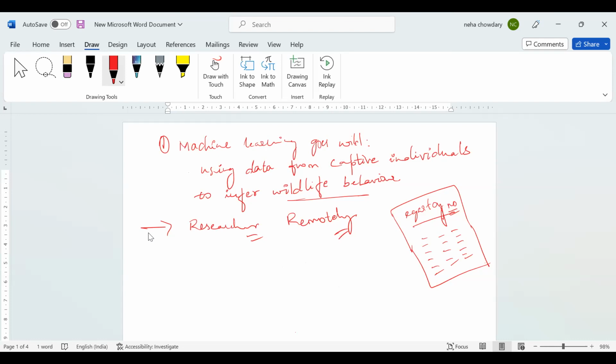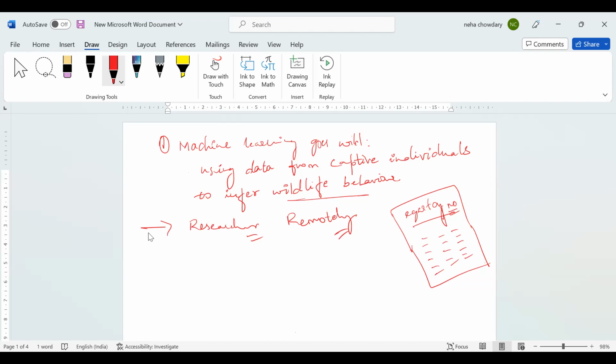So, in order to study the ecology of animals in natural habitats, such behavior classification models need to be transferred to wild individuals. But the development of these models usually requires direct observation of the target animals. Target animals are the animals they are studying.